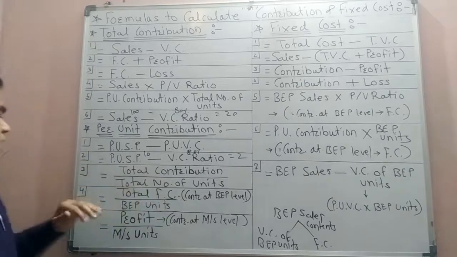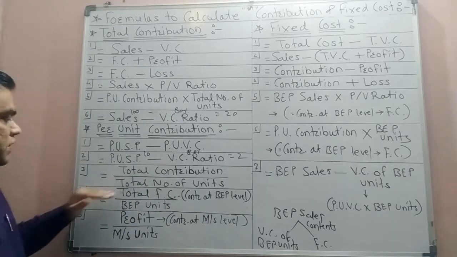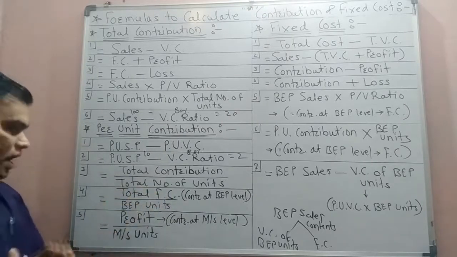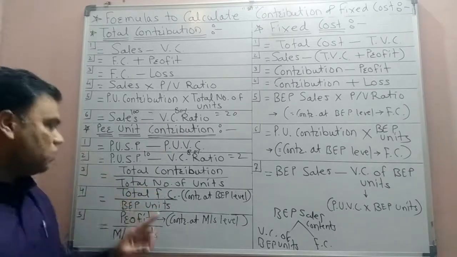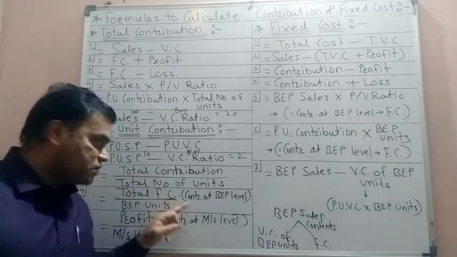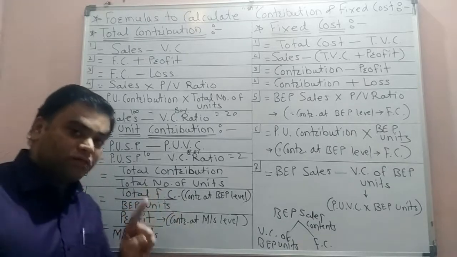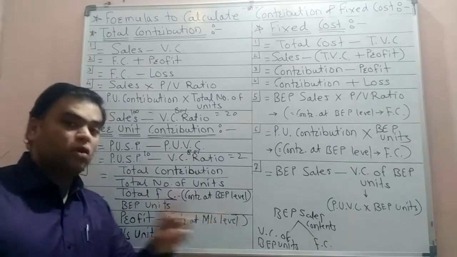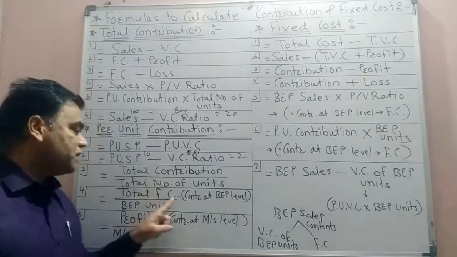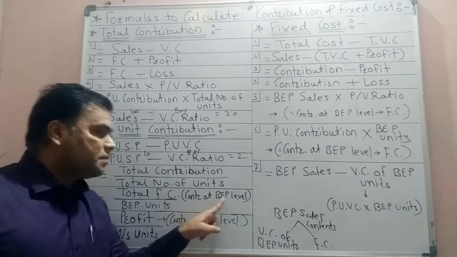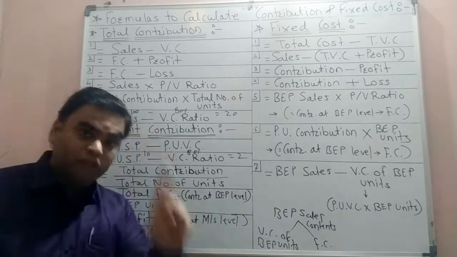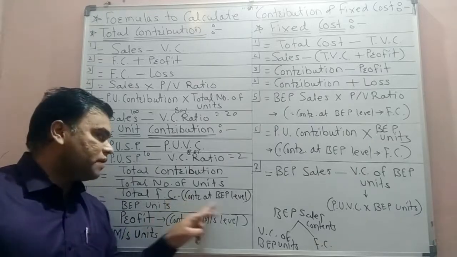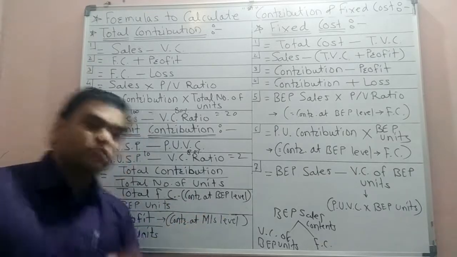In the same way, the fourth formula works: total fixed cost divided by BEP units. Why? Because as we know, the amount of total fixed cost and the amount of contribution at BEP level, not total contribution, is always equal. The amount of fixed cost and the amount of contribution at BEP level is always equal.